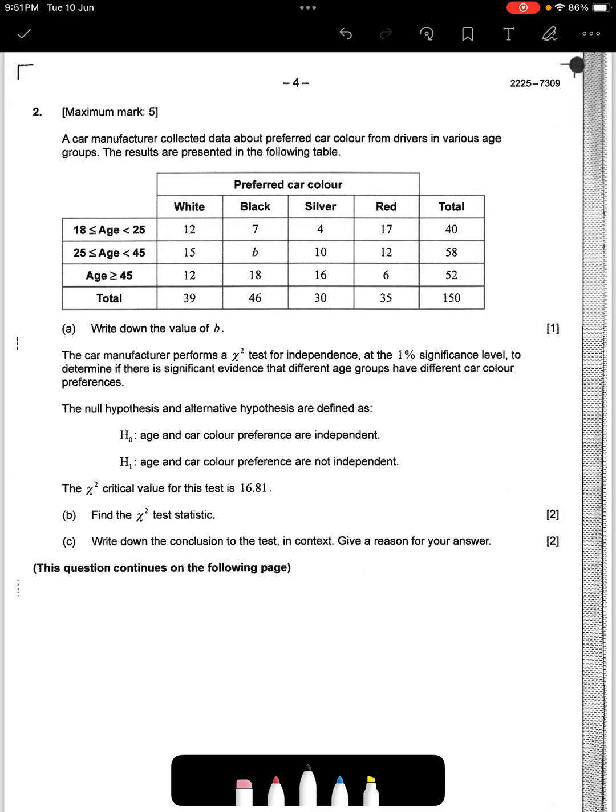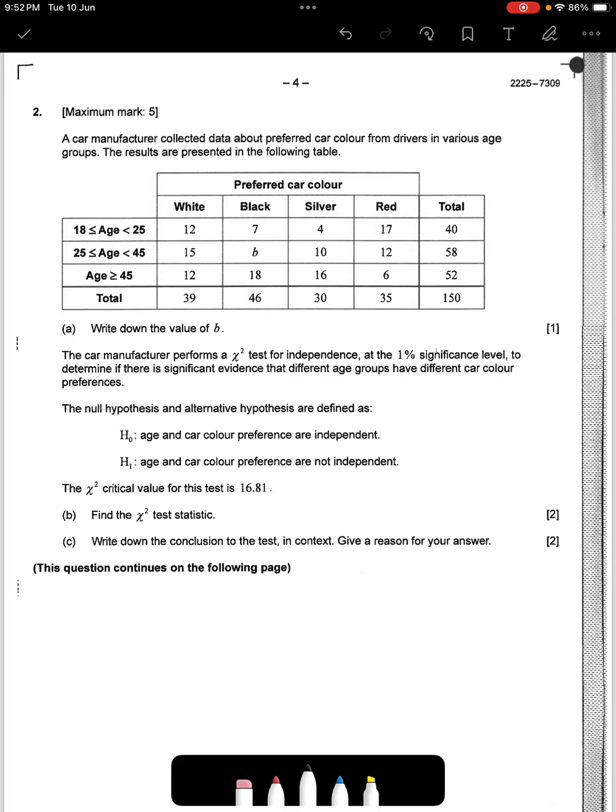Back to the IB DP May 2025 paper series, looking at question 2 of paper 1. Again, no surprises, chi-square test. I think this question is generally a very easy question. But again, this is going to test the use of your calculator skills.